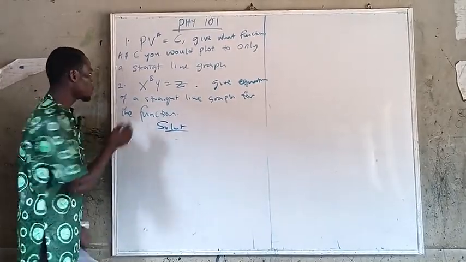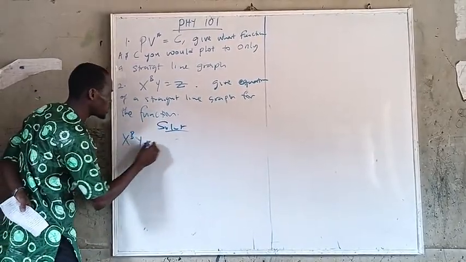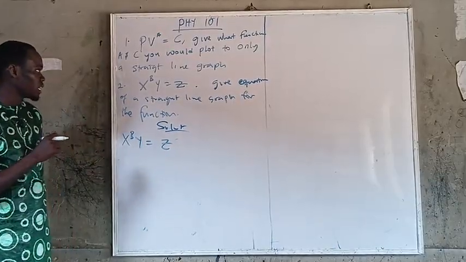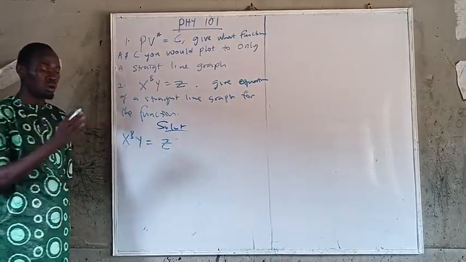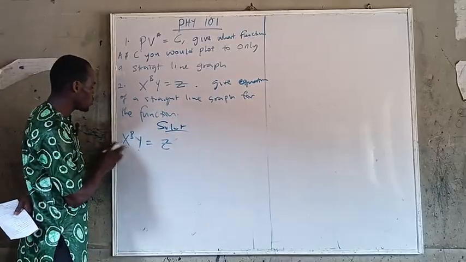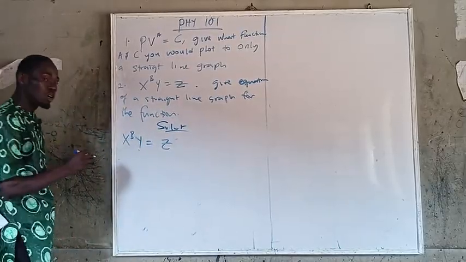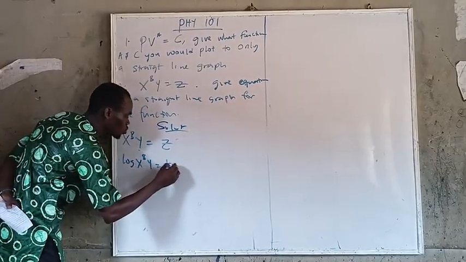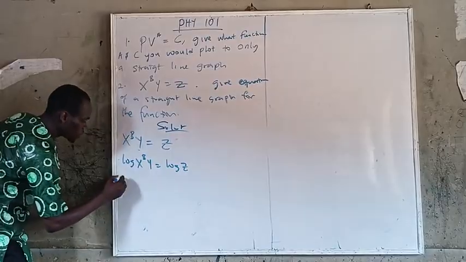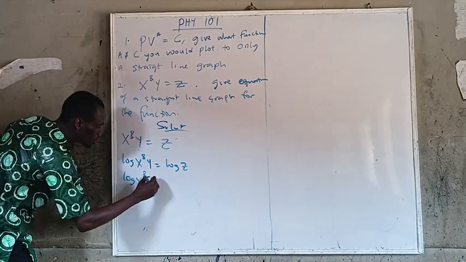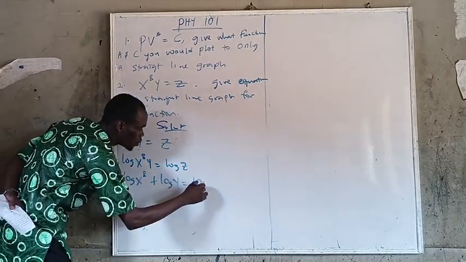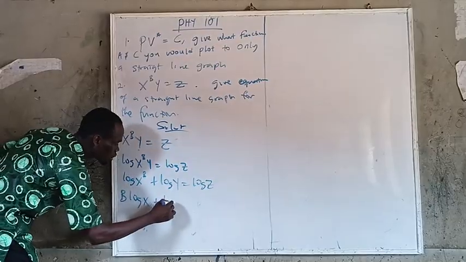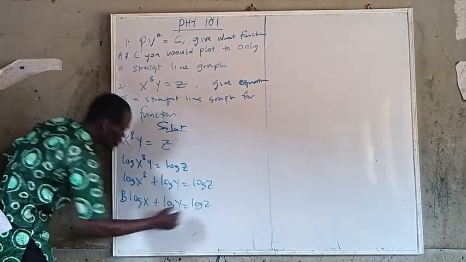Okay, for the second one, x raised to power b times y is equals to z. So you will see that it is actually like the same thing with the first one. But here they specify that x, okay, this question is not complete, but they specify that x should be on vertical, while y should be on horizontal. So what will you do? When we take log to both sides, you have log x raised to power b times y is equals to log z. From here, we say log x raised to power b plus log y is equals to log z. Then b log x plus log y is equals to log z.